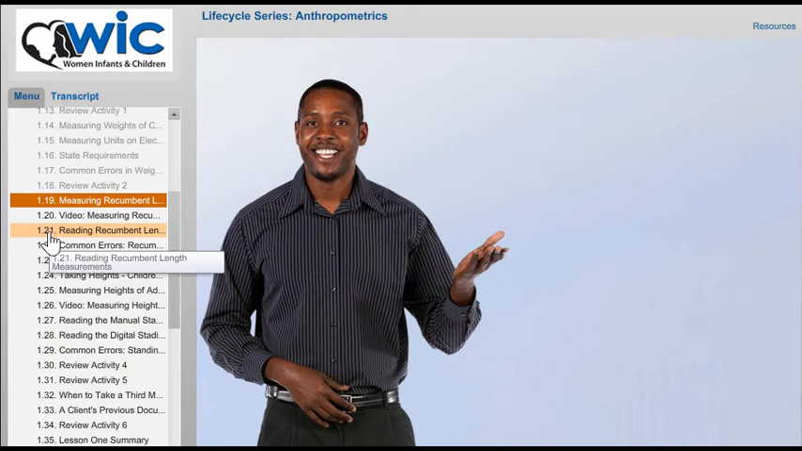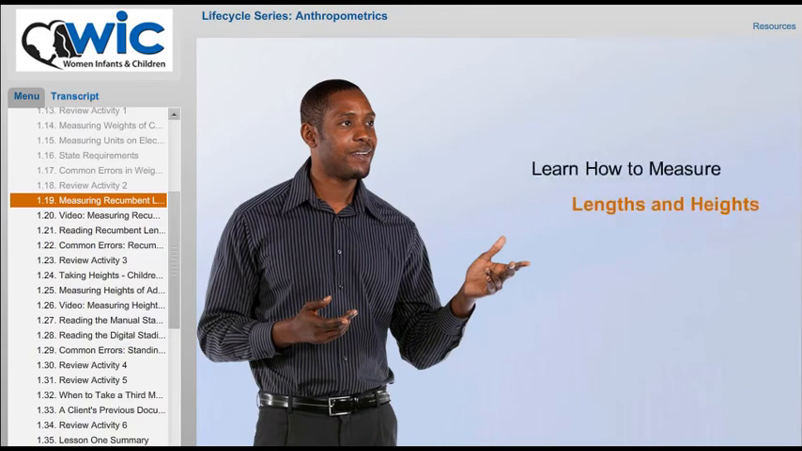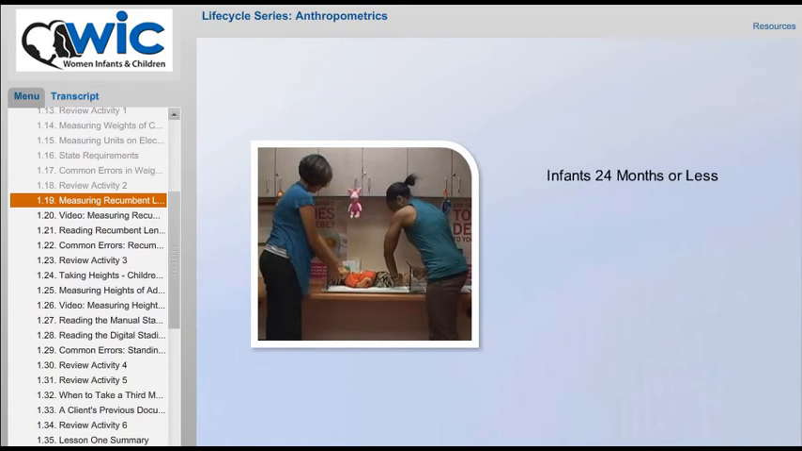Now that you have a good understanding of what is needed to accurately weigh women, children, and infants, it's time to learn how to measure lengths and heights. We'll start with infants, just like we did before. Infants 24 months or less need to be measured lying down. Makes sense, right? After all, if the child cannot stand, how else would you measure him?